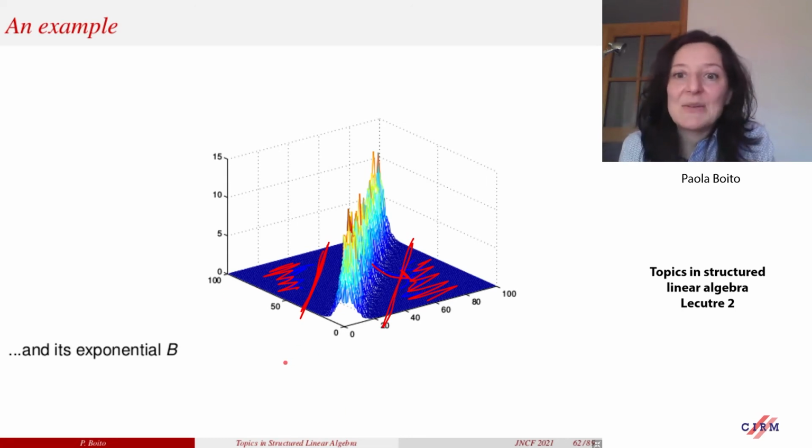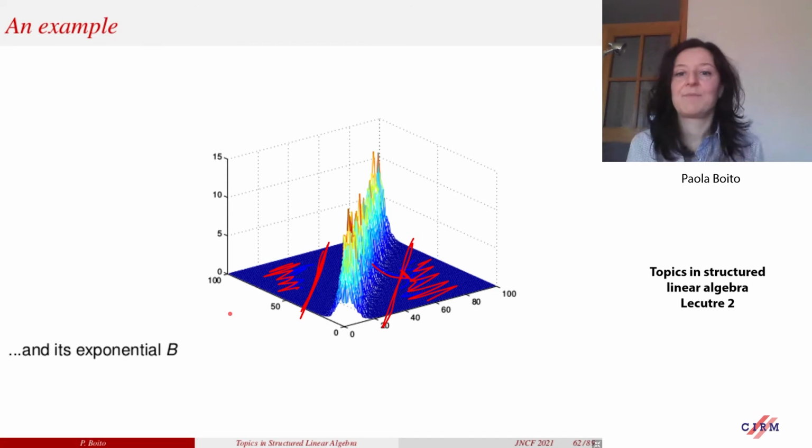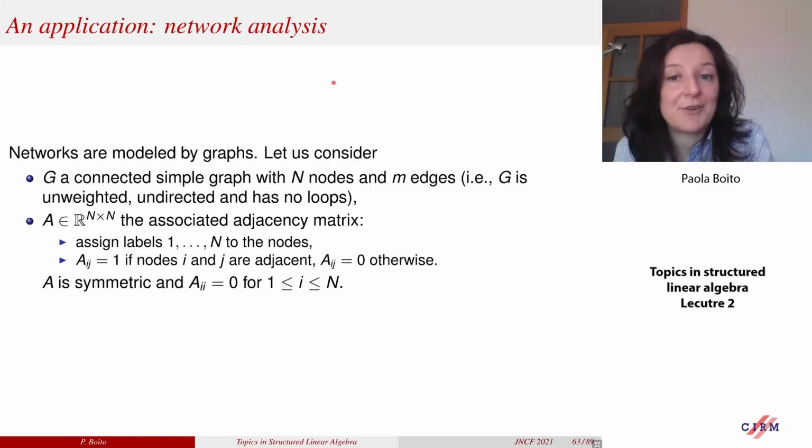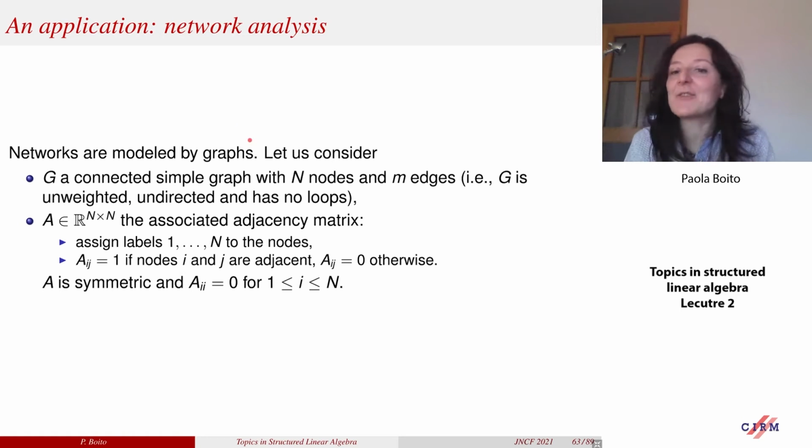So what we'd like to do is to find decay bounds that are uniform with respect to the size of the matrix, and it can be characterized in terms of a few simple properties of the matrix. So what are applications of this idea? I'd like to show you one that's related to network analysis.